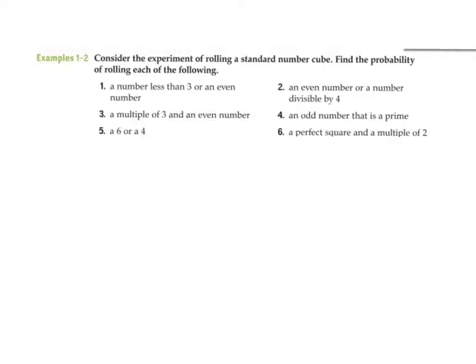So let's put examples 1 and 2 into practice. You're rolling a standard number cube, in other words, a dice. So the numbers are 1 through 6. And you've got 2 things. For question number 1, you've got a number less than 3. Let's put that as our A part. Numbers less than 3 can only be 1 and 2. And then the B part, it has to be an even number, so it's got to be 2, 4, and 6.